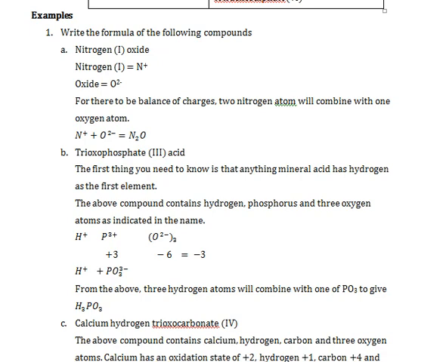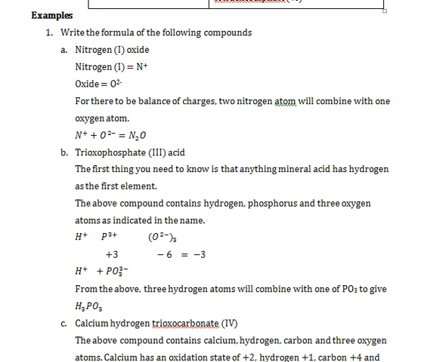Hello. Now, this last shot is just giving us examples of how we can generate the formula of a compound from its name. I've read examples from binary compounds to oxoacids to quaternary compounds and so on like that. Now, let's look at the first example.